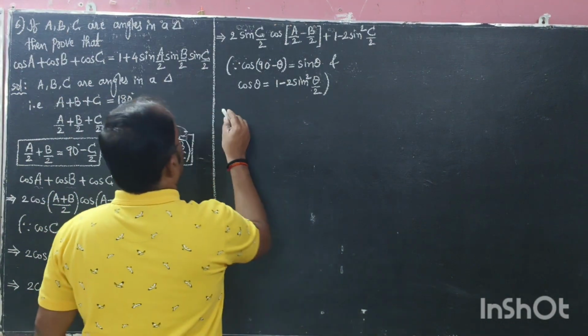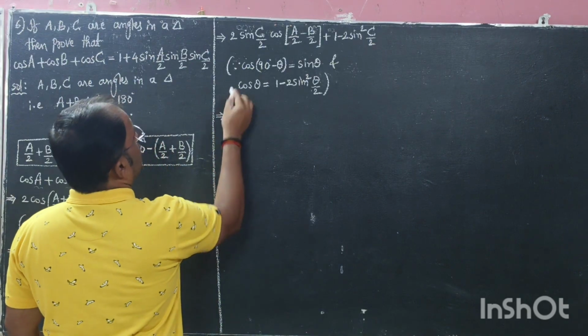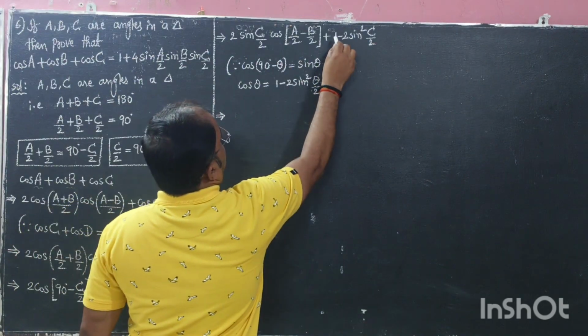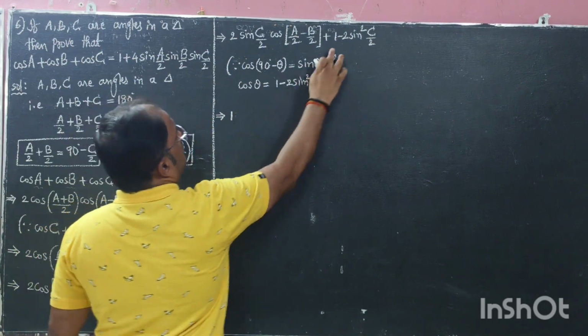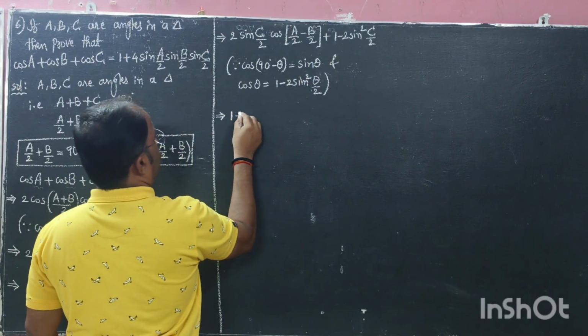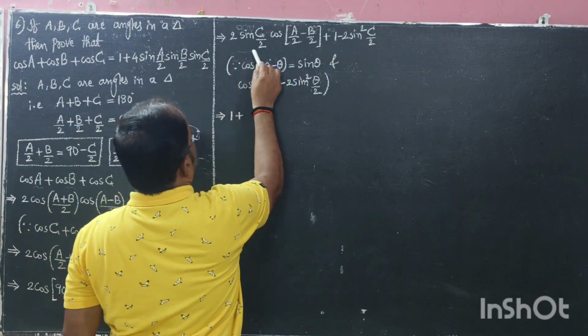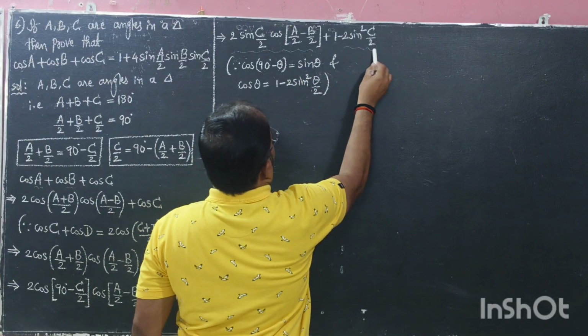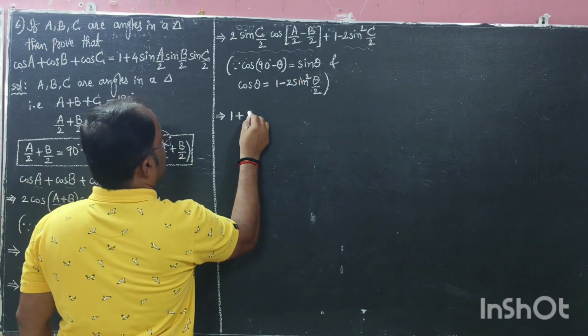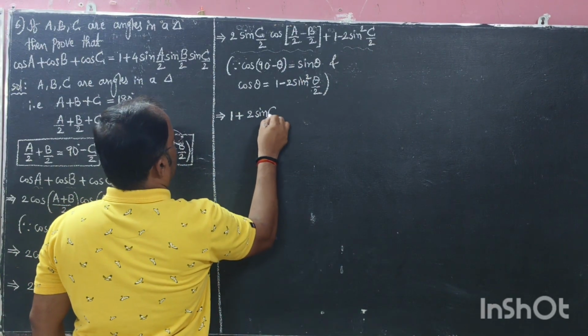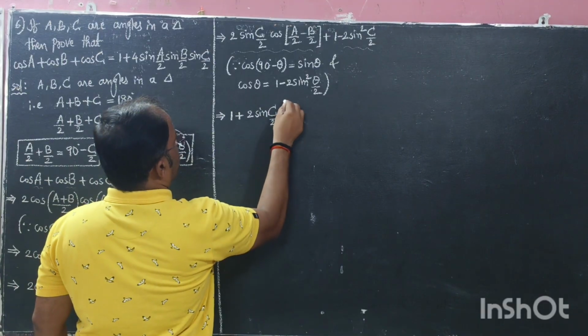So right, so now the main problem is C. Right, this 1 we will write first. So this one, right, first of all 1 plus is completed, and from the remaining what is remaining? This one and this one. From this one, 2 sin C by 2 is the common.